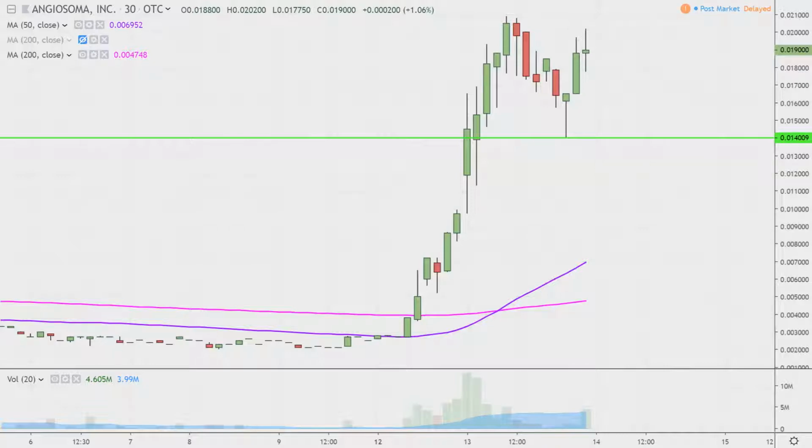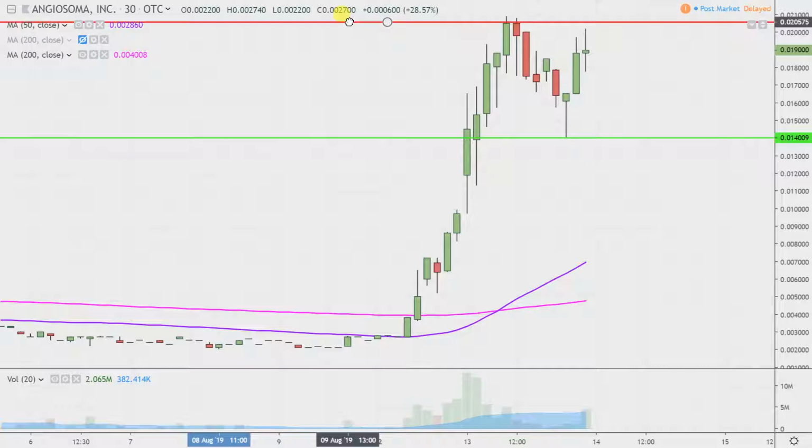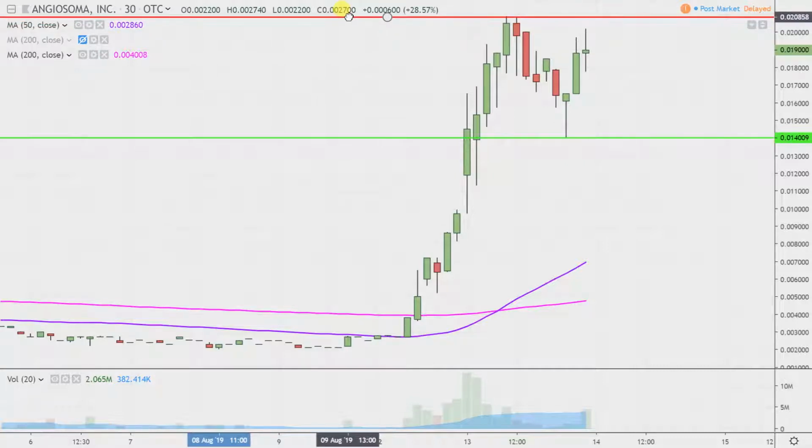What about levels of resistance? Nothing fancy here other than where the party finally stopped today, and that was right up there at 0.021. So 0.021, next key level going forward, but really resistance levels don't matter. What do I mean by that? Well, what matters the most is what the chart has already been doing, and that is this right here.